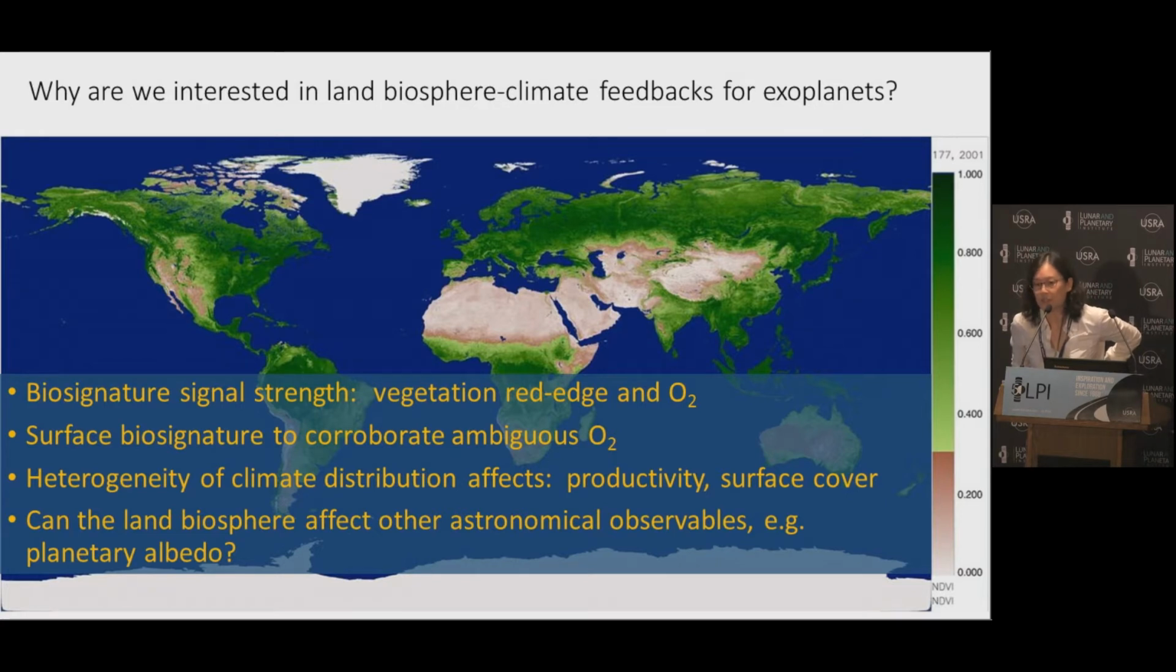The surface signature, if you're looking for signs of life, can be used to corroborate, for example, cases of ambiguous O2 as a possible false positive. And the heterogeneity of climate distribution affects the productivity of life on land and the surfaces of cover. The land biosphere can affect other astronomical observables that we might be interested in, like planetary albedo.